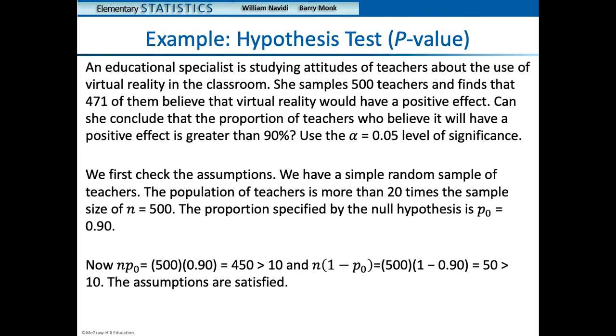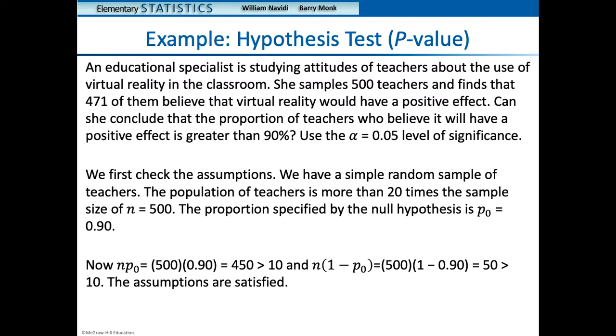First, we'll check our assumptions. If you go back to the original problem description a few slides ago, it mentioned that it was a simple random sample. So that assumption is satisfied. The sample size is 500, and the population of all teachers is certainly more than 20 times 500. So that assumption is satisfied.